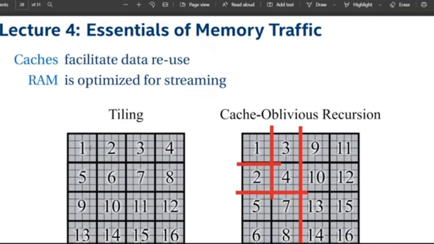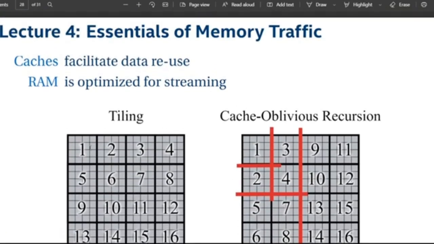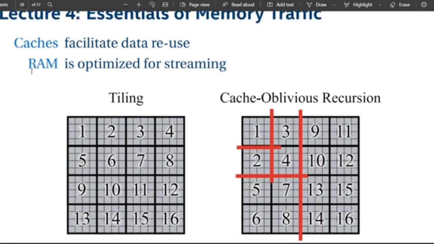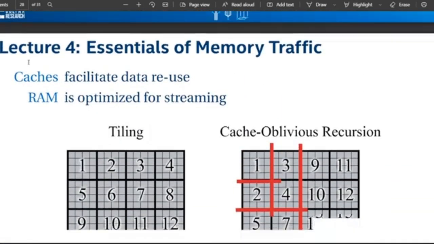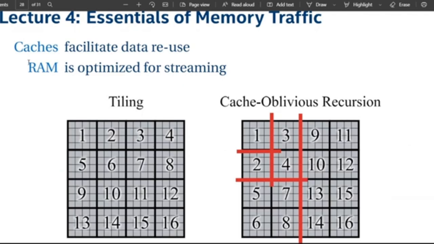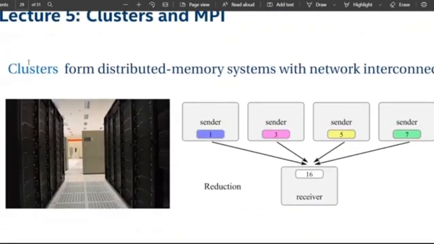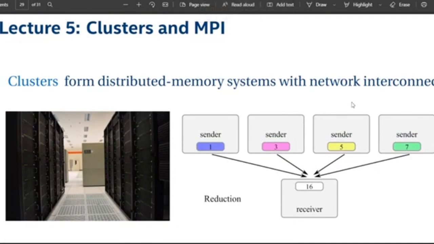So this is going through what we're going to be talking about later: how we're going to handle the cache, how we're going to facilitate data reuse, and how we're going to optimize the RAM for streaming, depending on the use case. Our use case is the stencil, so we're going to stick with that for the moment. And then we're going to talk about the design patterns in the clusters, etc., and clusters in distributed computing.